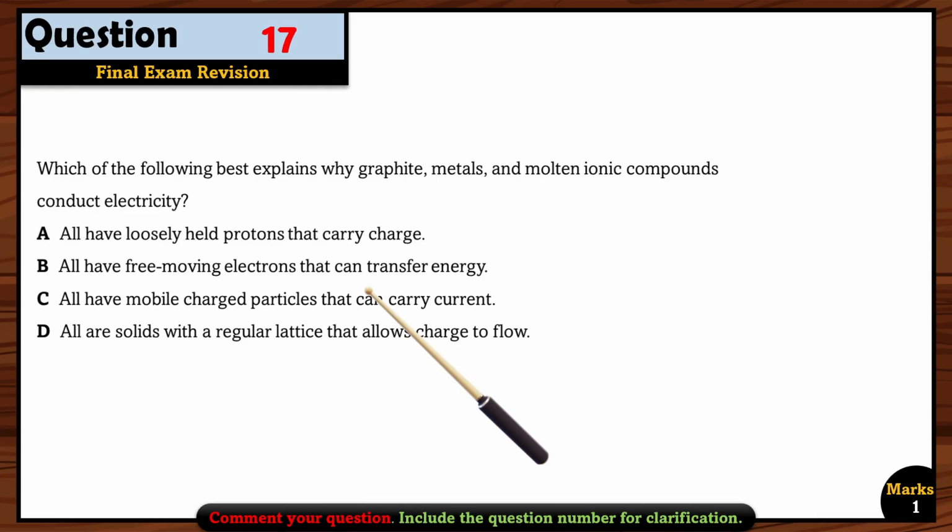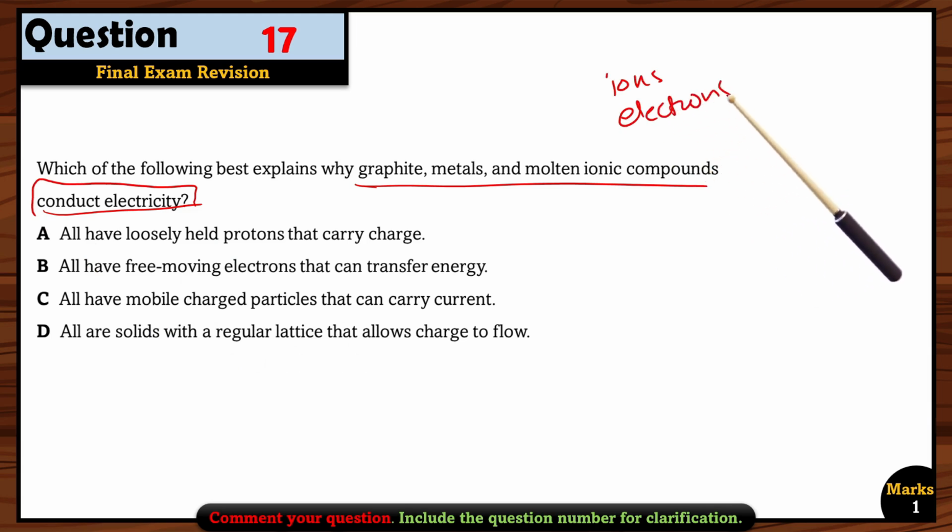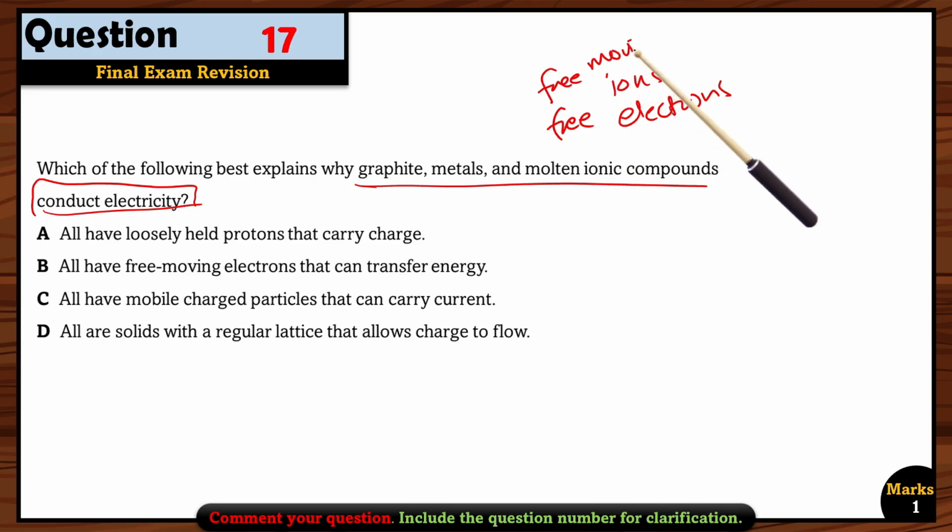Let's see another question. Question 17. Which of the following best explains why graphite, metals, and molten ionic compounds conduct electricity? To conduct electricity, you need charged particles: either ions or electrons. Only free moving electrons or free moving ions are responsible for conducting electric current. So we have to check in which compound we have ions or electrons. If you look at graphite, graphite has free moving electrons.